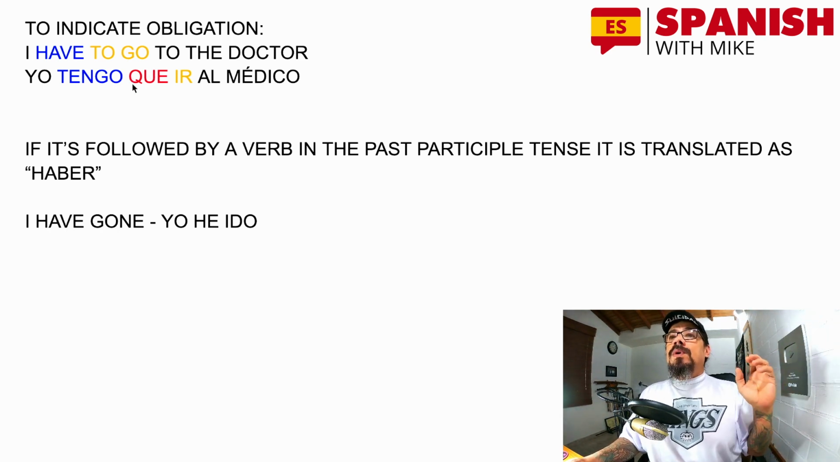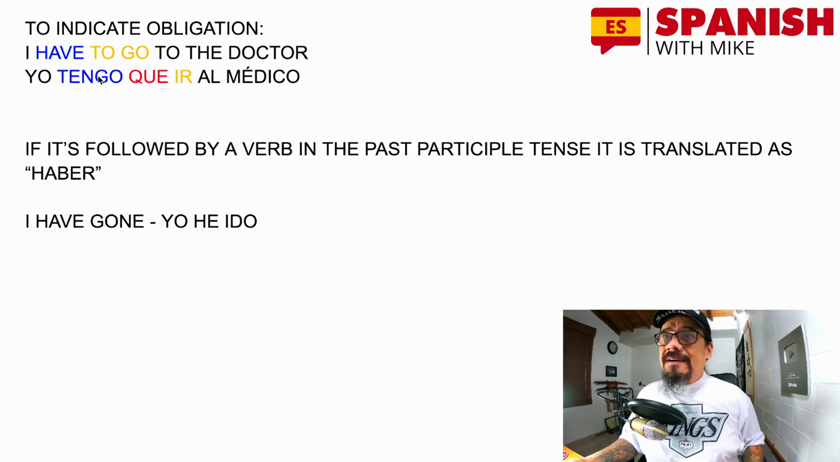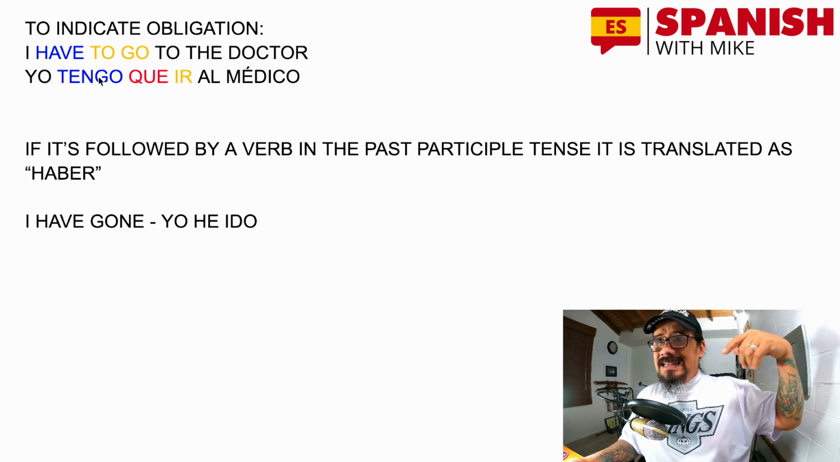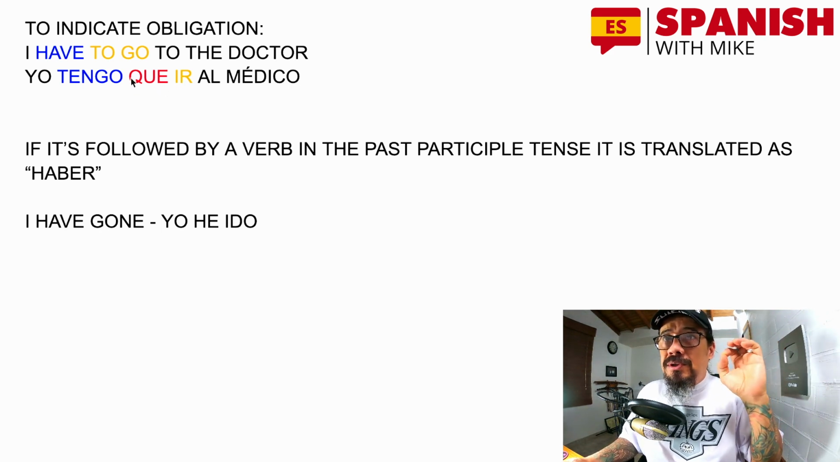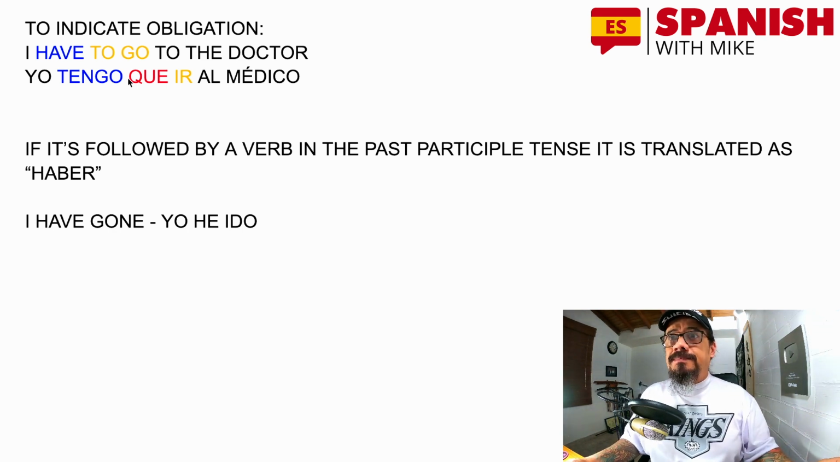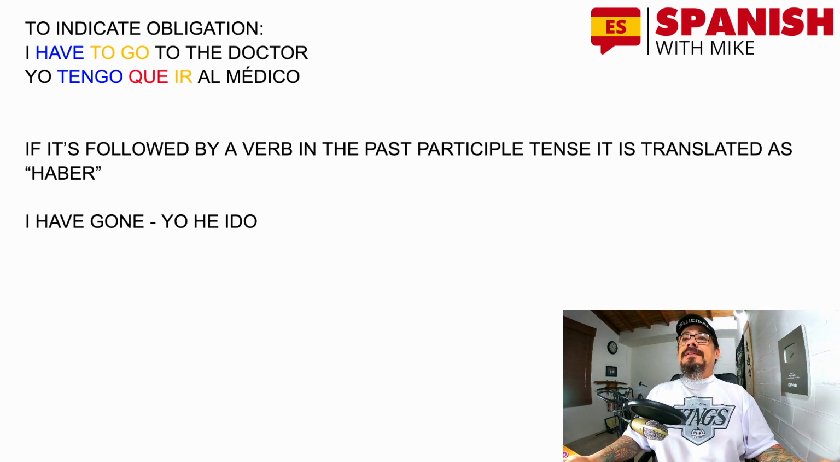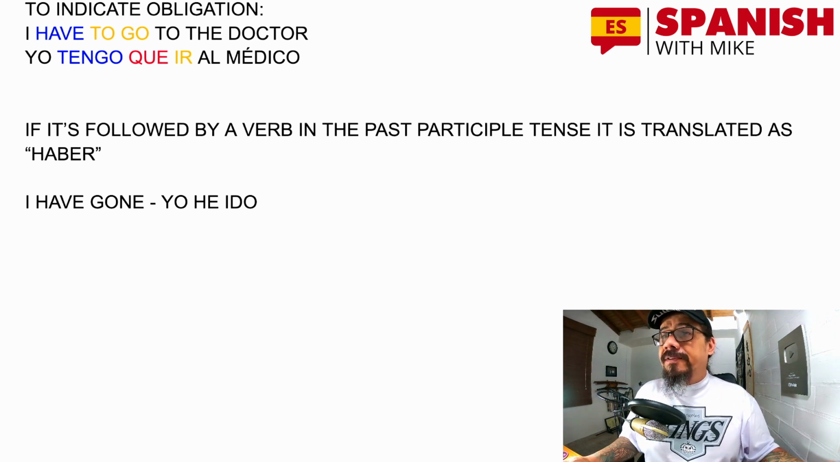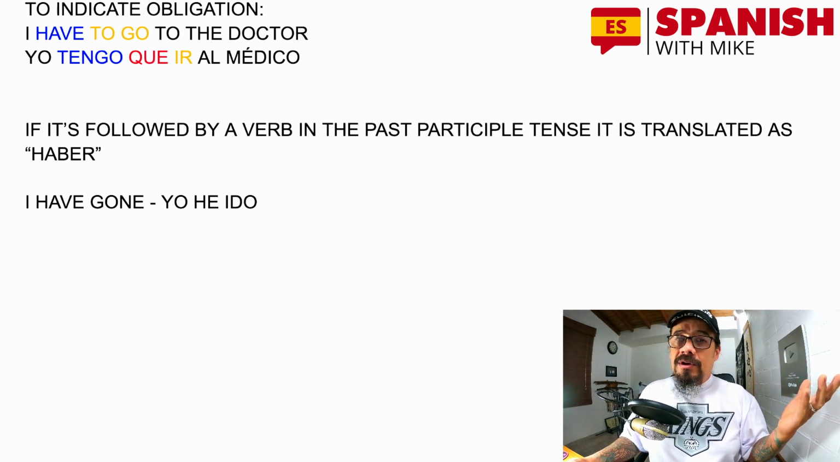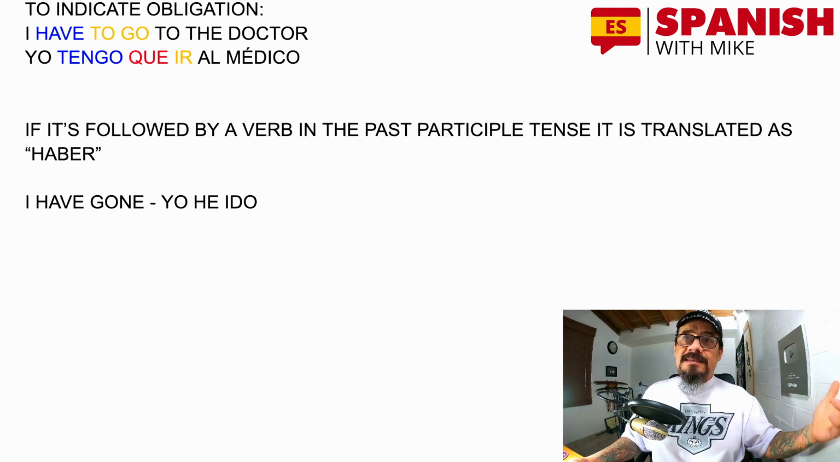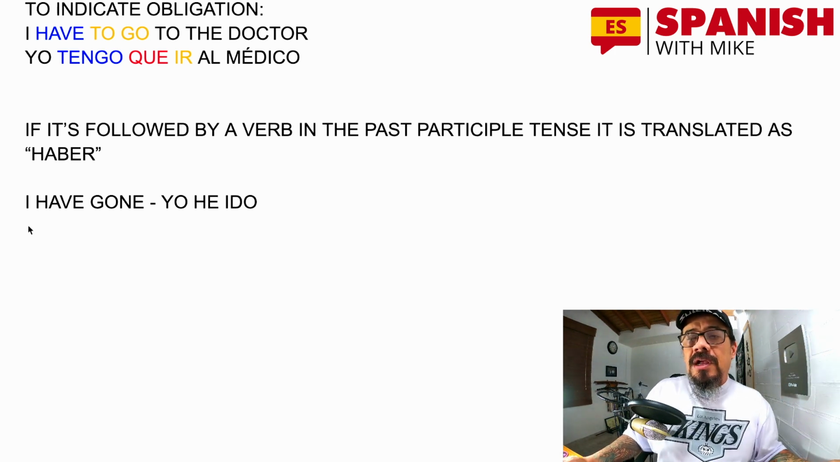In Spanish, we also have the verb to have, tener, depending on the conjugation. Yo tengo, tú tienes, yo tendré, tendrás. The second verb is in infinitive form, ir, and we have to put the word que between those two verbs in order to indicate obligation. And if it's followed by a verb in the past participle, it is translated as haber for the present perfect and the future perfect tenses. I have gone, yo he ido, but that's a subject for another video.